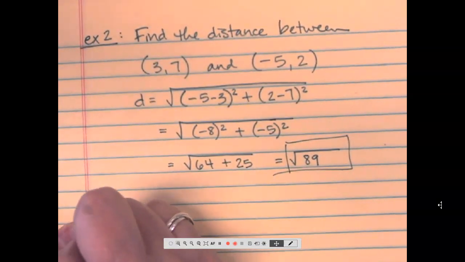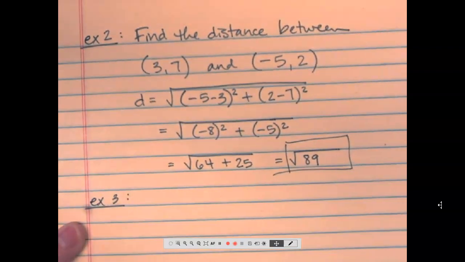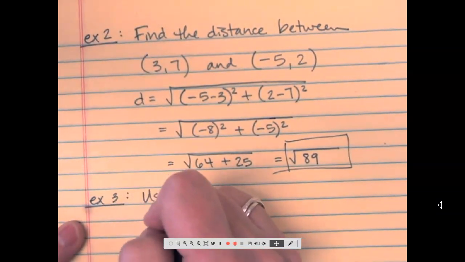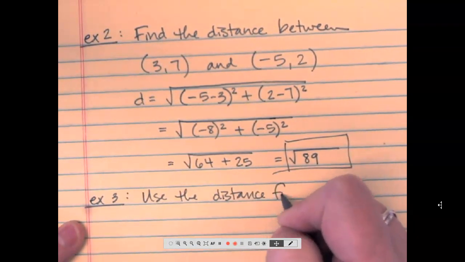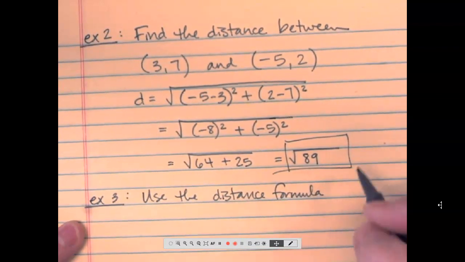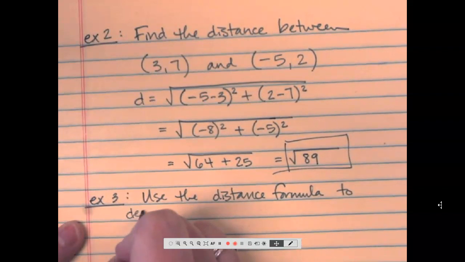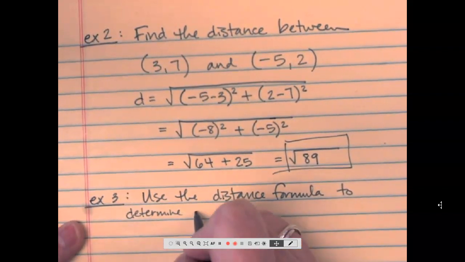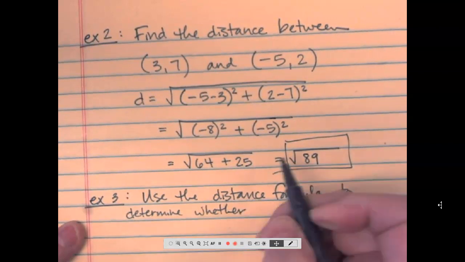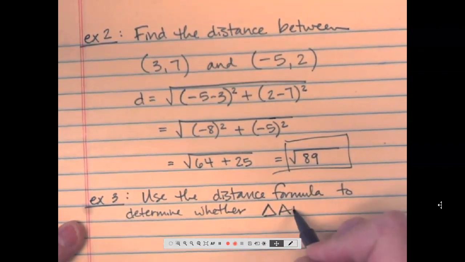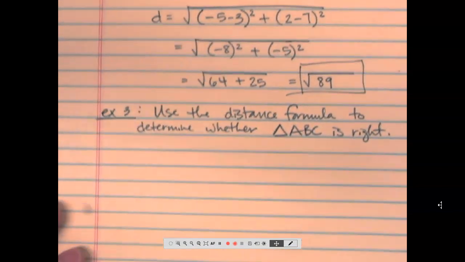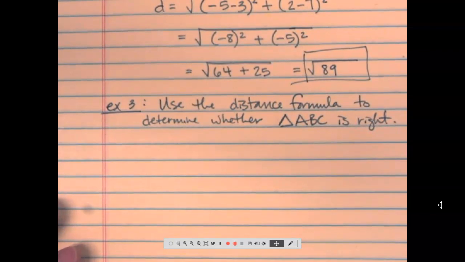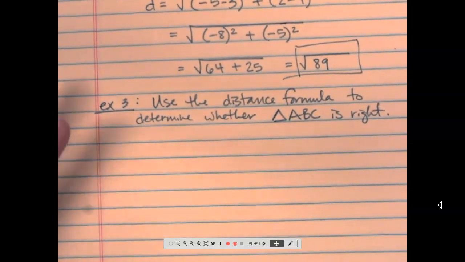Okay, example 3. Use the distance formula to determine whether triangle ABC is right. Now, not as opposed to it being wrong. What do I mean by is it right? Does it have a right angle in it? Does it have a 90-degree angle in it?